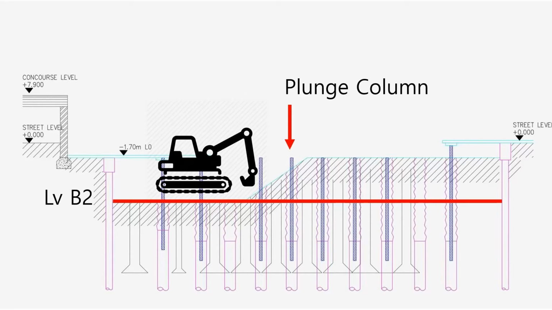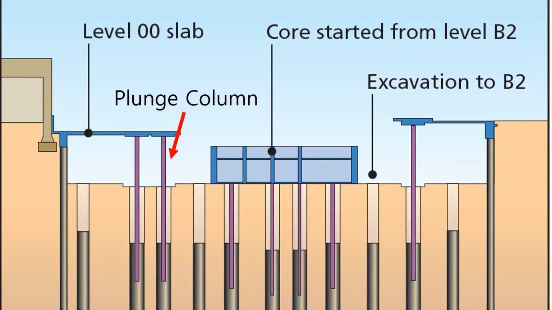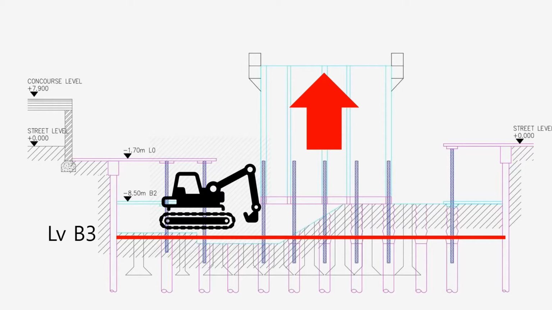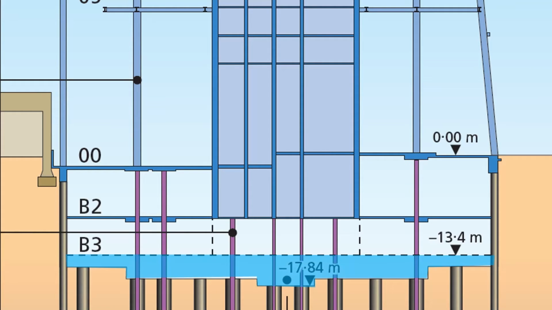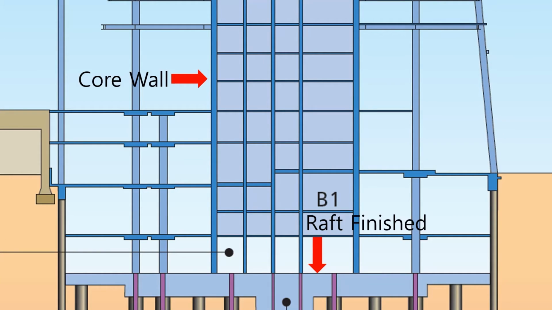After the piling, constructors excavated to level basement 2. After basement 2 excavation, the core slipform is installed above the plunge column and core construction is started. Simultaneously, excavation to basement 3 is started. When the core reached the 21st floor, basement 3 excavation is finished. And after basement 3 excavation, constructors started raft concrete pouring and connected the core wall and raft. After the raft finished, top-down construction is completed. As a result, they reduced construction time by at least 3 months.